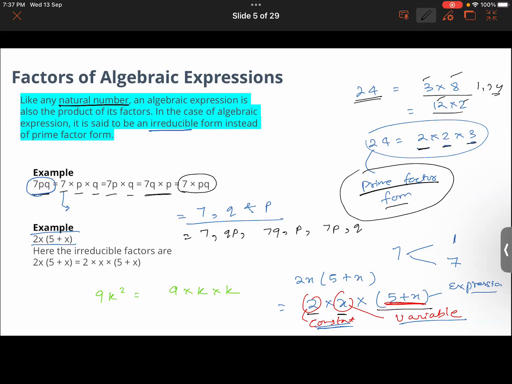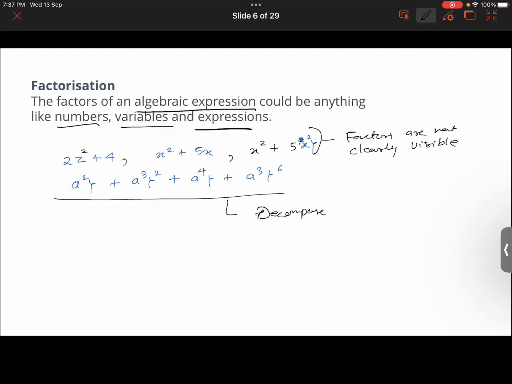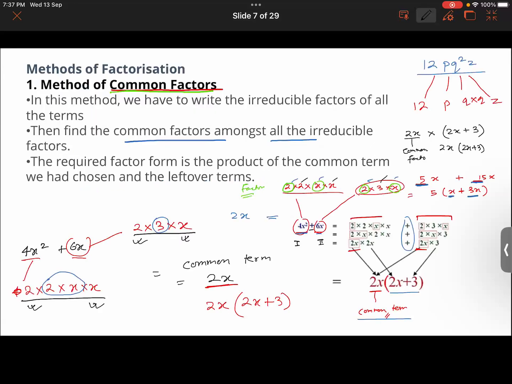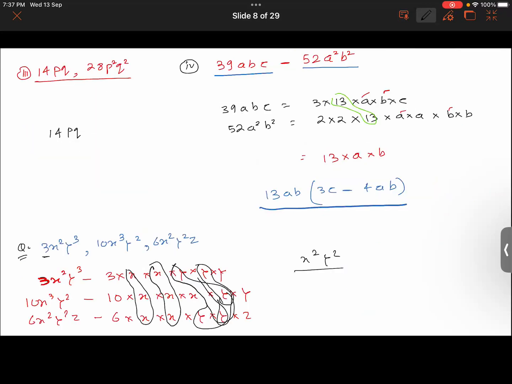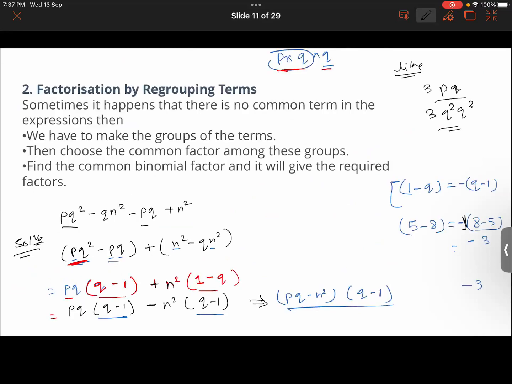Similarly, we have algebraic expressions. In the case of algebraic expressions, the factors of algebraic expressions could be numbers, variables and expressions, right? So we also talked about how to do the factorization for algebraic expressions. One was the method of common factors, right? And another method was of regrouping the terms. So we have solved questions on both the methods. Getting it now?